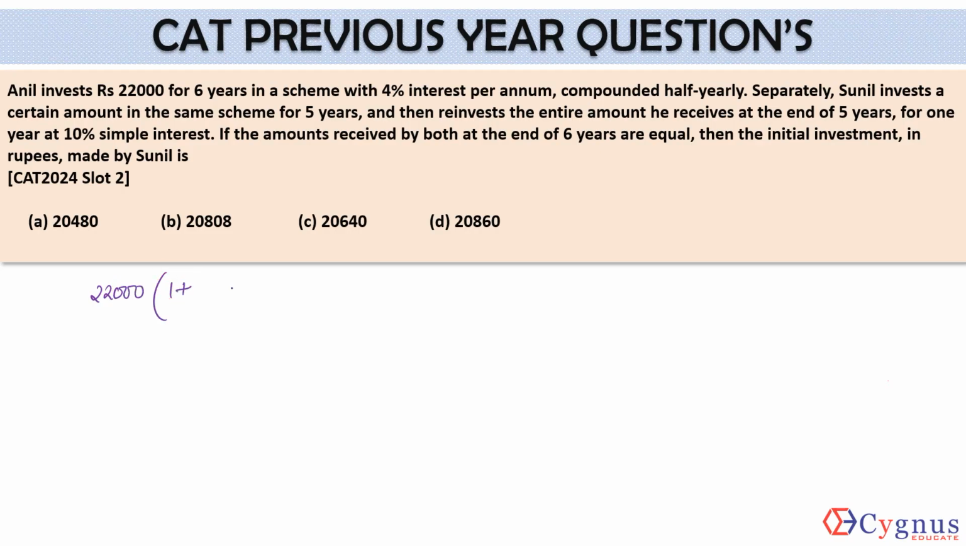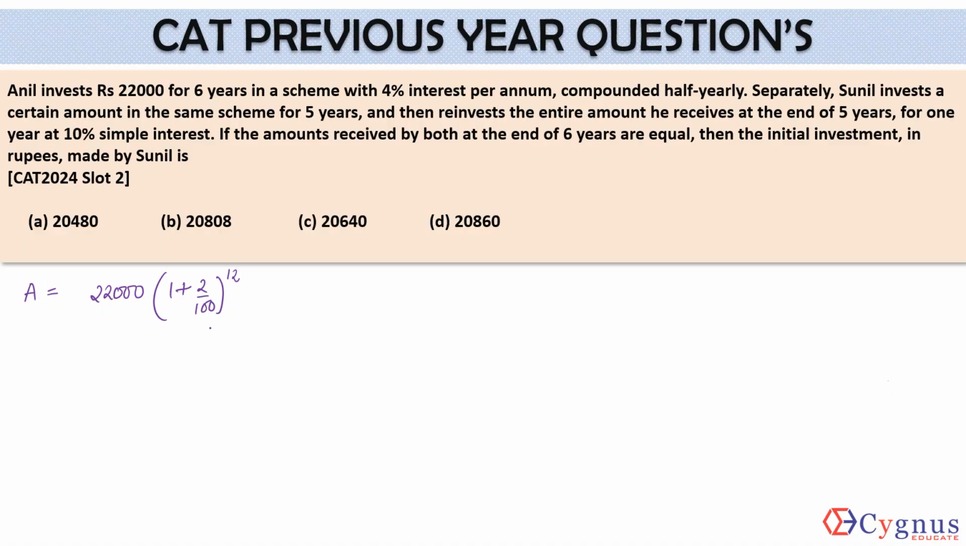What's the rate of interest? It is 4% interest per annum compounded half yearly. So the interest will become 4 by 2, that is 2. He invested it for how many years? For 6 years. So this power will become 12 because half year will occur 12 times in these 6 years. So this is the amount received by Anil at the end of 6 years.